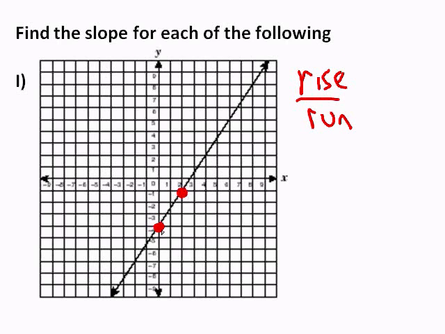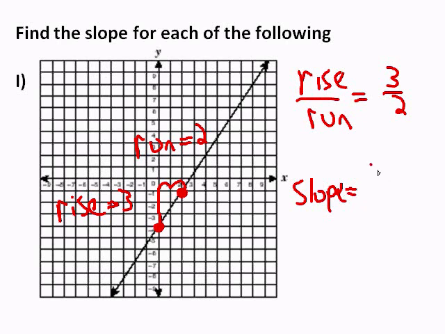There it is. So for our rise over run, we go up 1, 2, 3. So our rise is a positive 3. Our run is a positive 2 since we had to go 2 to the right. So our rise over run is 3 over 2, which means our slope is 3/2.